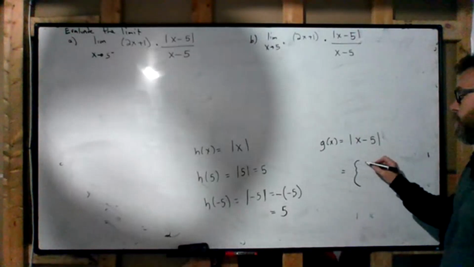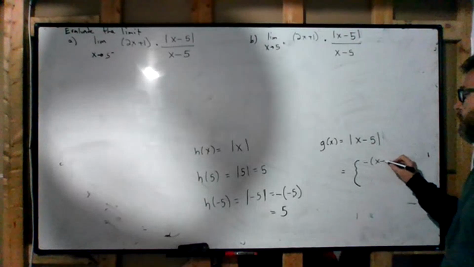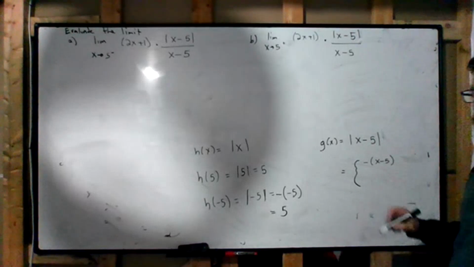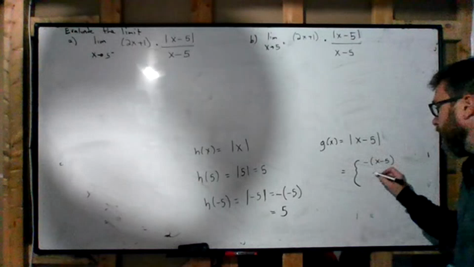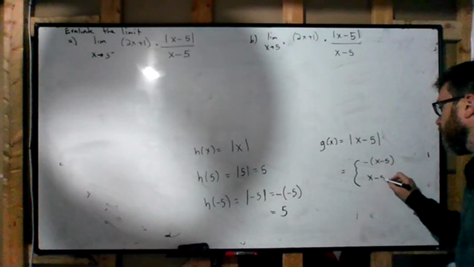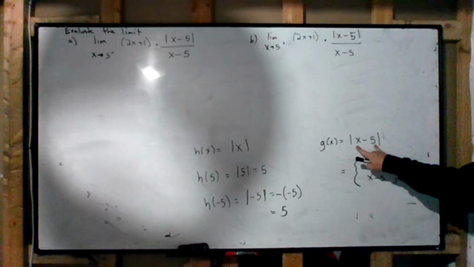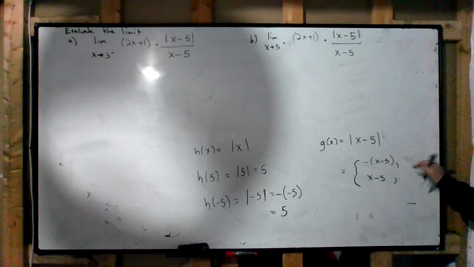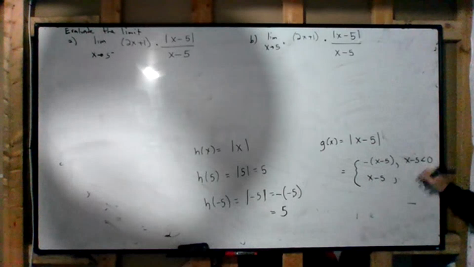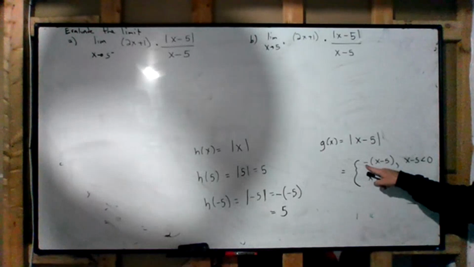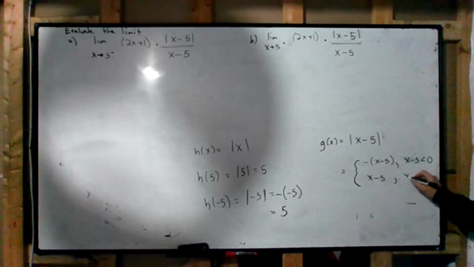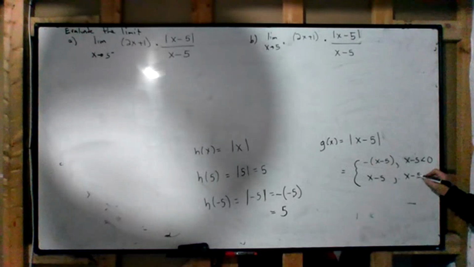Sometimes the absolute value will be the opposite of what it is, right? Sometimes the absolute value will turn into a negative 1. And sometimes the absolute value will just simply disappear. This depends on whether the inside is positive or negative. If the inside is less than 0, then you're going to have to introduce that negative, right? But if the inside is greater than or equal to 0, you can just drop the absolute value sign.